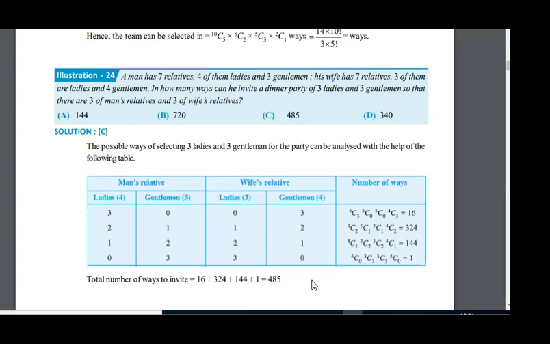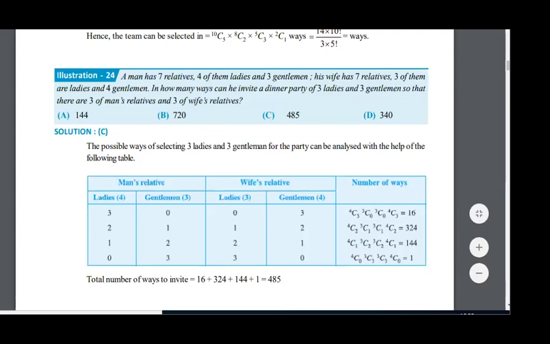Everyone is getting this? Tell me yes or no. Because see, there's a condition, right? Three men's and three wife's relatives should be there. So first case, all three of the man's relatives are ladies. So all three of the woman's relatives should be gentlemen, because three ladies and three gentlemen is one condition. Right? Got it? Then 2 1 1 2, then 1 2 2 1, then 0 3 3 0. This is the only condition, right?